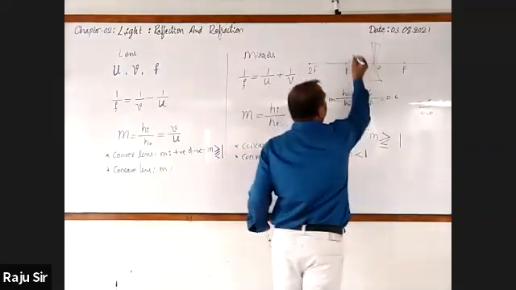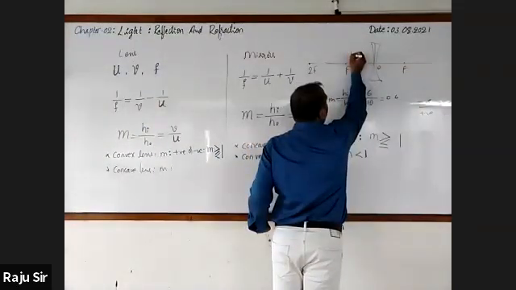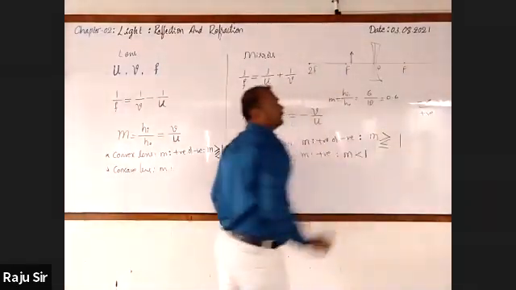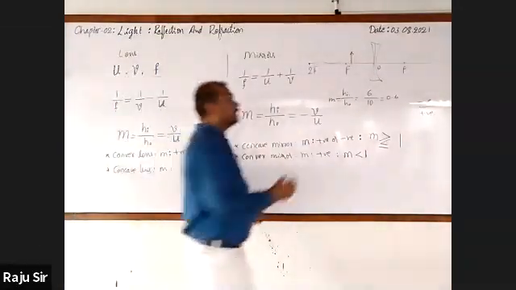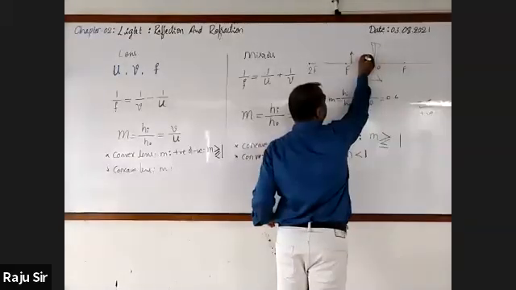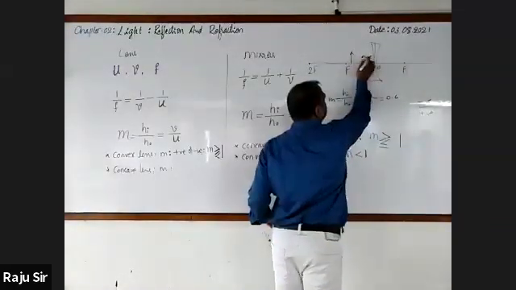Now, where is the object placed? Between O and F. Where is the image formed? On the same side.